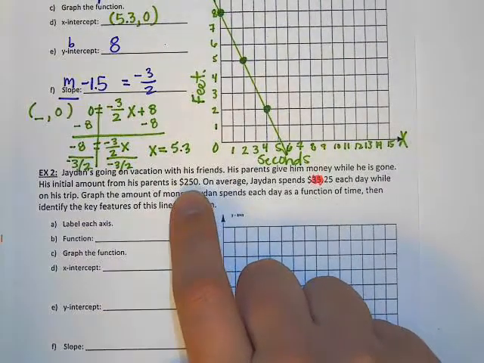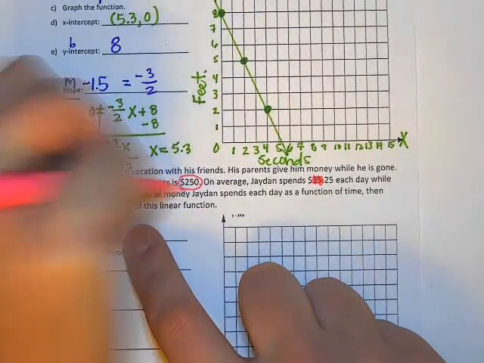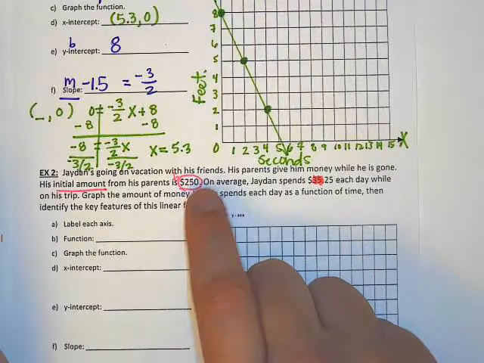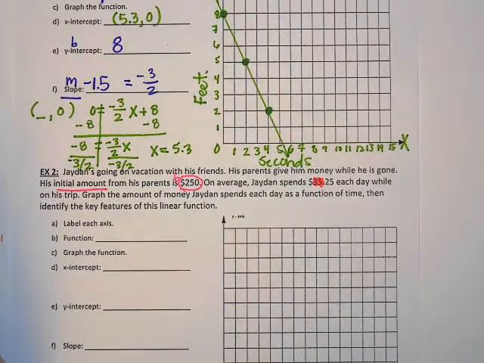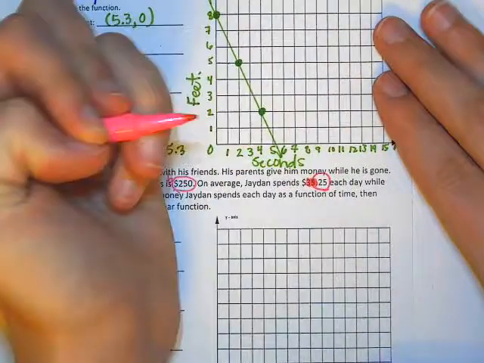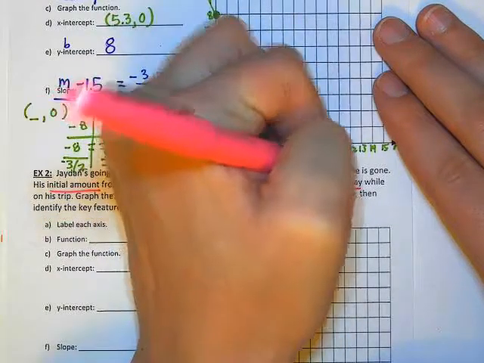His initial amount from his parents is $250. Initial amount, that's my what? My starting, which is what letter? B. Okay? On average, Jaden spends $25 each day while on his trip. So, $25, what else is important? Each, what does that mean? X.